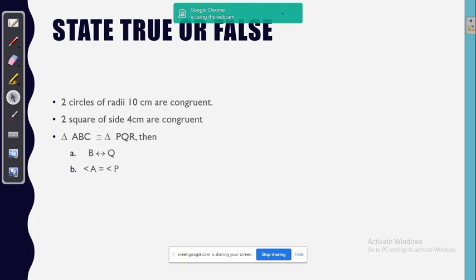Can you repeat that, Geetika? Because I couldn't hear that. I just heard because.